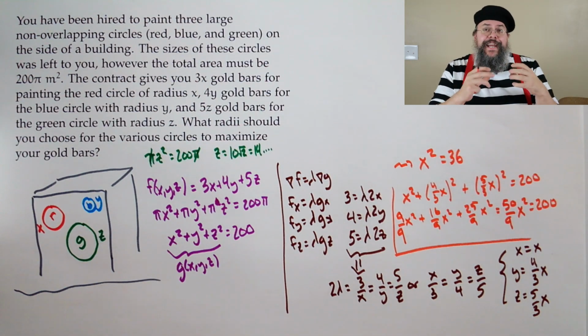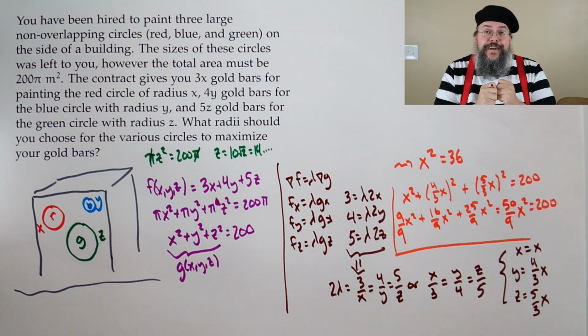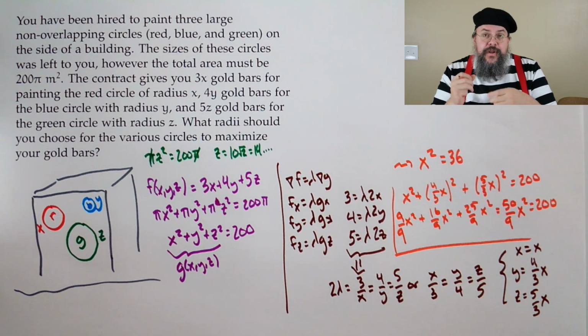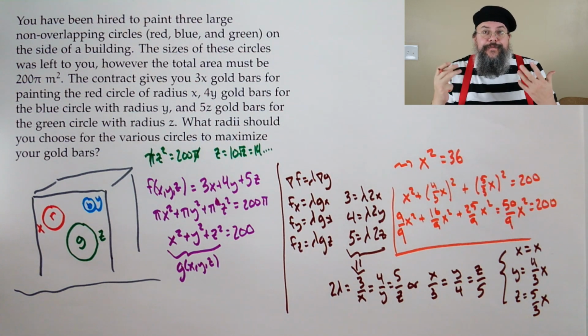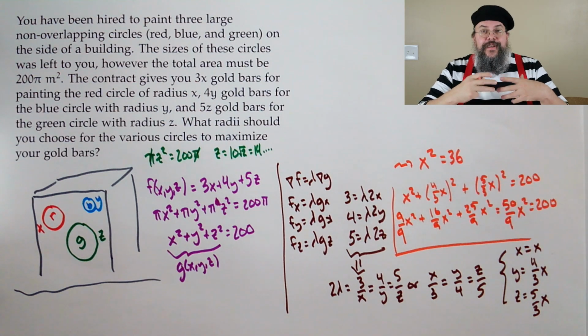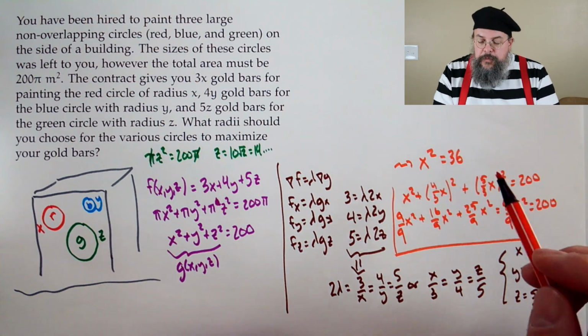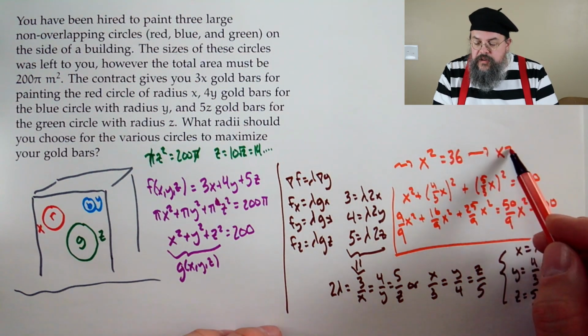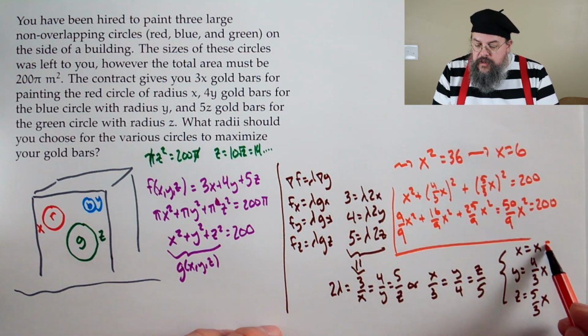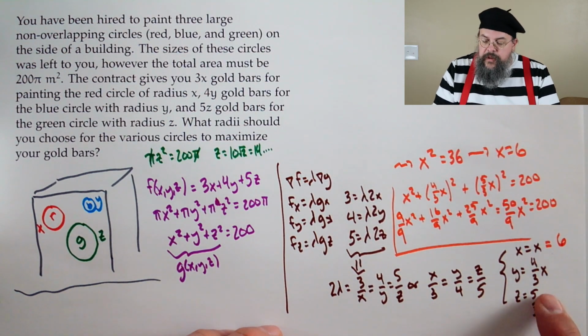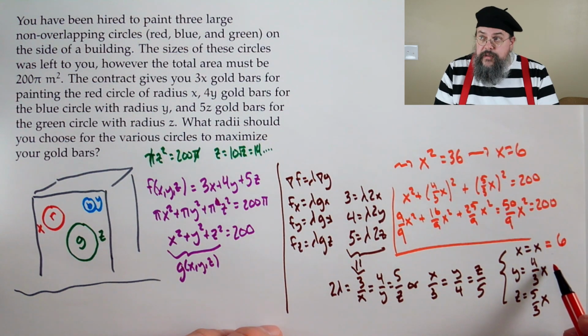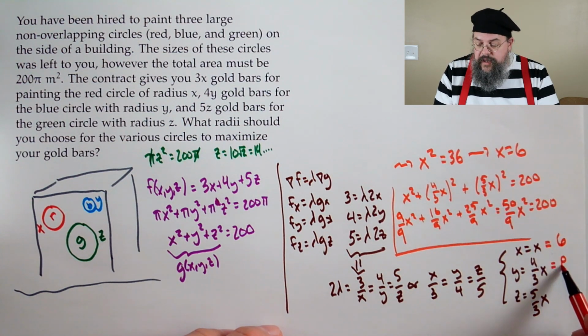Well, I can't paint a circle with negative radius. It's not like, well, I'm going to come into the building and like chisel something out of the wall. I mean, doesn't make any sense. So there's sort of the constraint of the natural problem. So it says perfect. That says x should be 6. So, okay, 4/3 times 6 is 4 times 2, which makes it 8. 5/3 times 6 would be what? Would be 10.